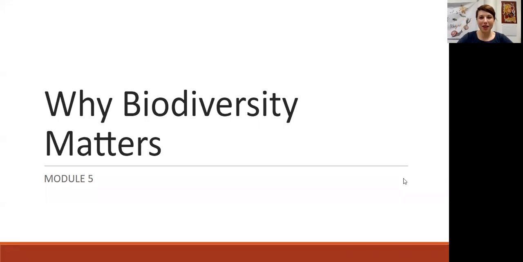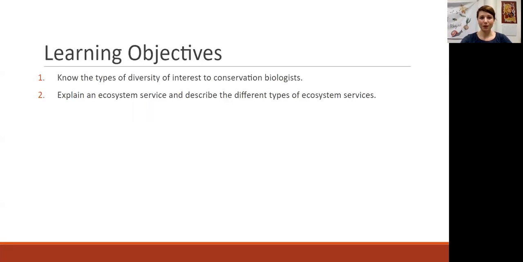Hi everyone, we are moving on to our second lecture now of our conservation module. Today we are going to be talking more about biodiversity and what that means and why we even care about biodiversity. So our learning objectives today are to talk about the types of biodiversity that are of interest to conservation biologists. And we're also going to talk about this idea of an ecosystem service, different types and what those are.